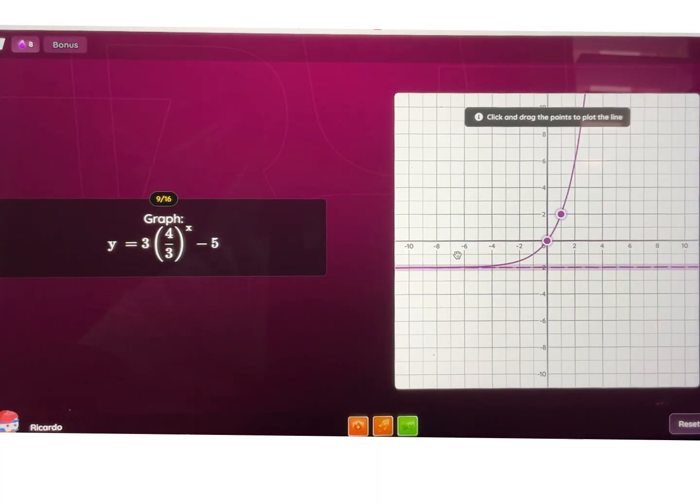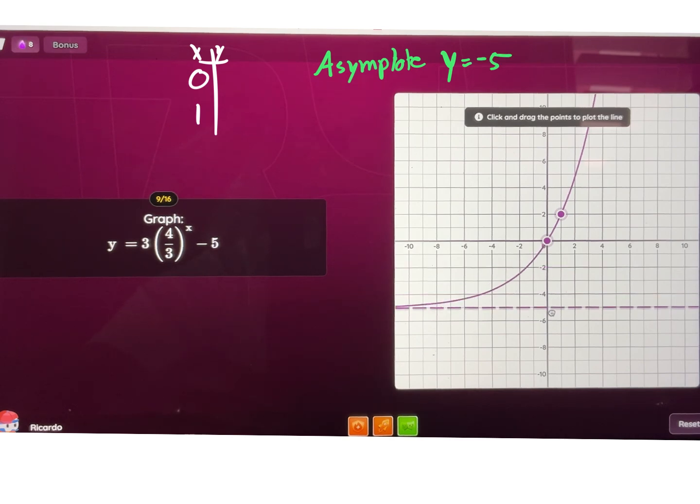Another one, here we go. We have Y equals 3, parentheses 4/3 to the power of X, minus 5. Quickly make an XY table, plug in 0, plug in 1. You already know your asymptote is at Y equals -5. So you can start with that. Asymptote's at Y equals K, which in this case is -5. Get that asymptote, move it down to -5. There it is. And now, again, go to your XY table, plug in 0.